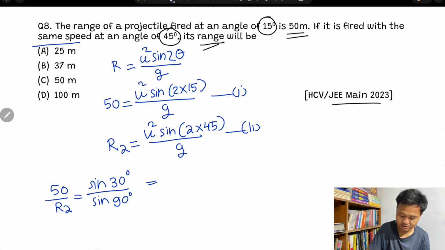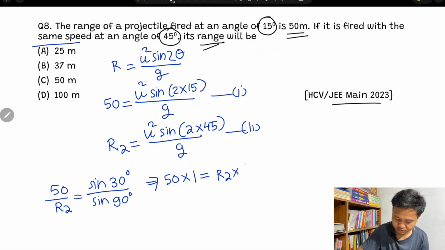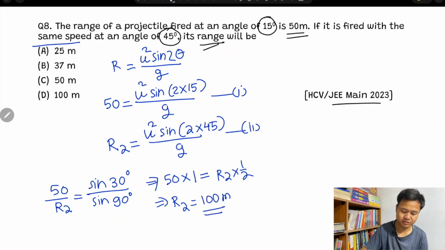Okay, so solve this one, cross multiply. 50 into sin 90, which is 1, equals R2 into sin 30, which is 1 by 2. Okay, so R2 is how much? 50 into 2, which is 100. Okay, so the new range is 100.